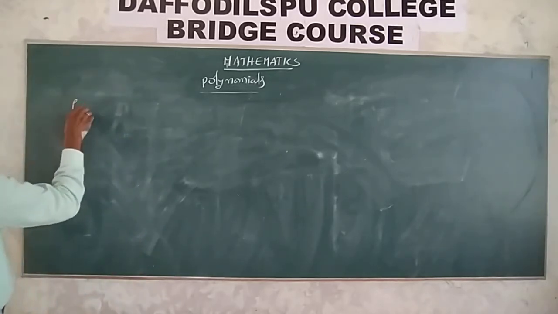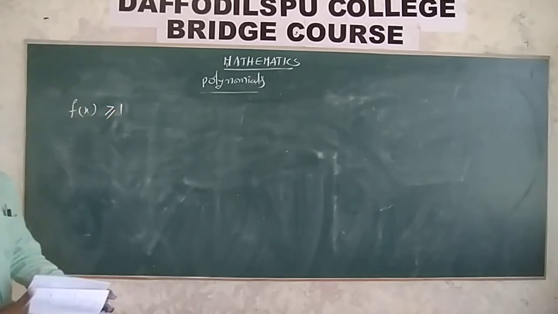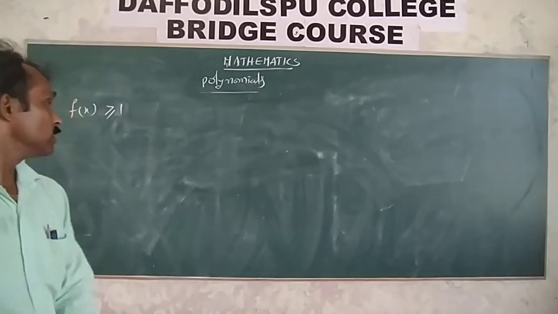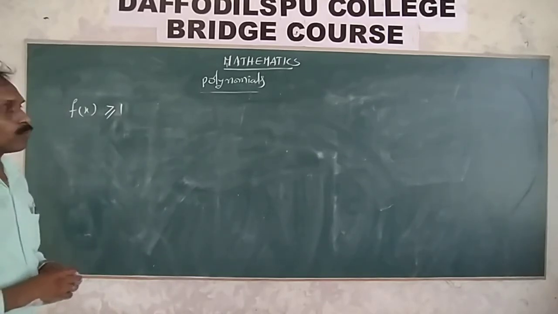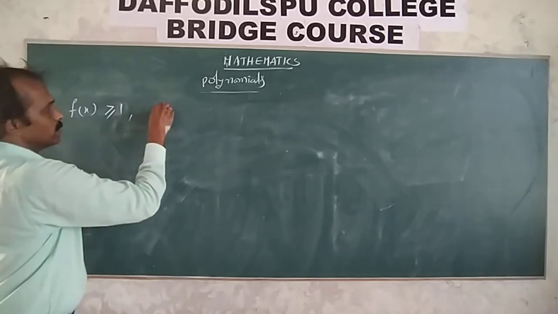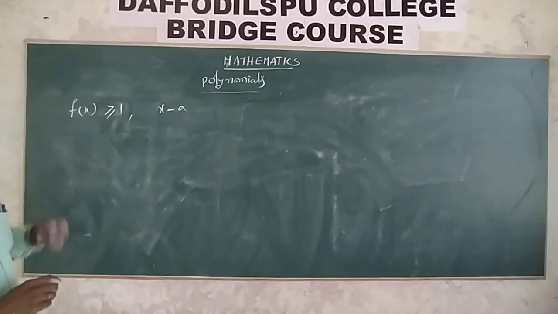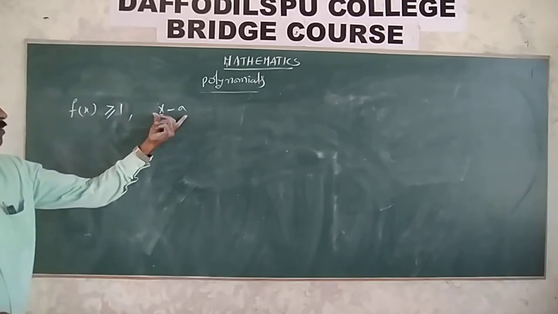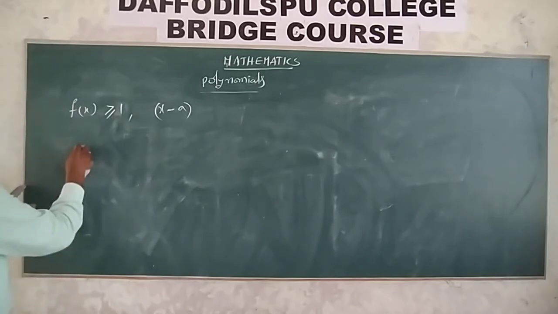Let us take f of x to be any polynomial of degree greater than or equal to 1, and a be any real number. It is divided by x minus a. F of x is a polynomial divided by x minus a, and a is any real number. Okay, what is this one?